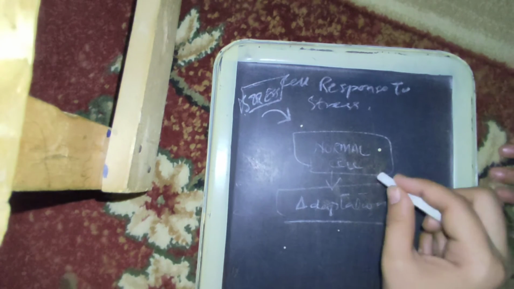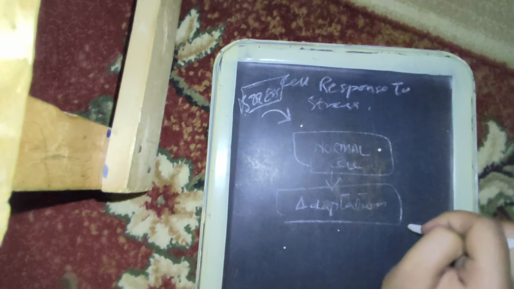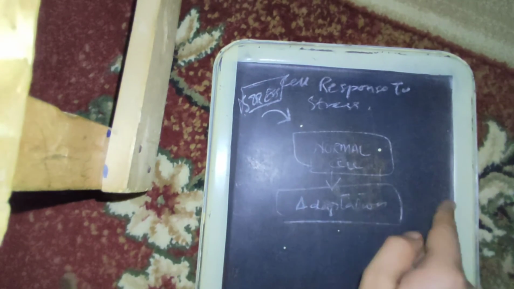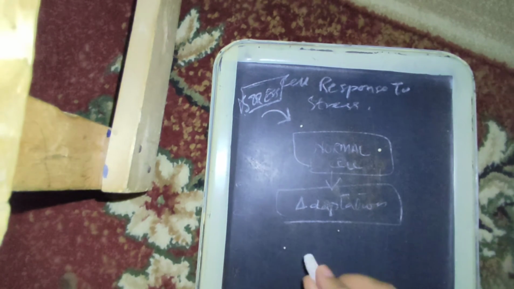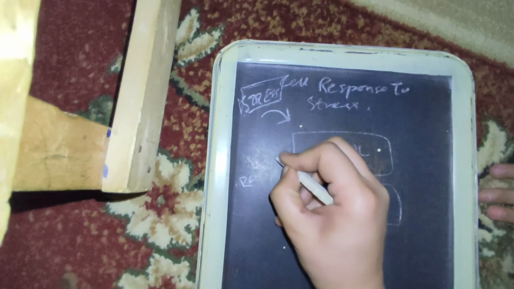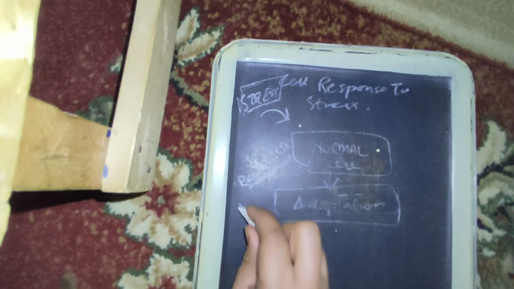What are the adaptations? Hypertrophy, increase in size of the cell; hyperplasia, increase in number of cells; atrophy, decrease in number and size of the cell; and metaplasia, the replacement of one cell type with another, but the parent cell remains the same. So these are the adaptations, and it is reversible. Never forget that. We will be discussing this onwards because it is very important.